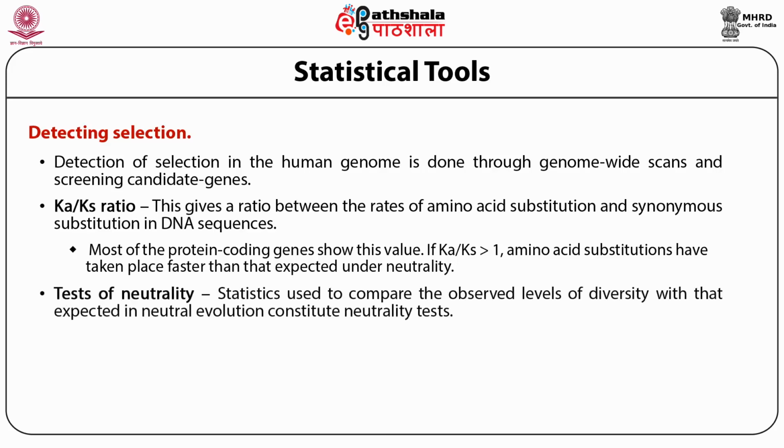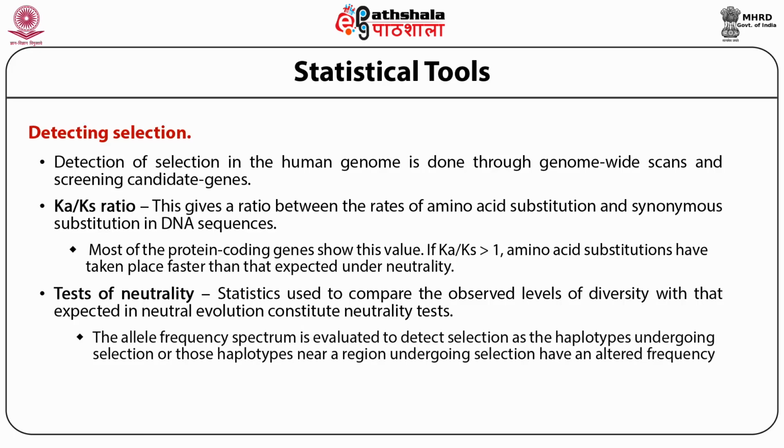Second is tests of neutrality. Statistics used to compare the observed level of diversity with that expected in neutral evolution constitute neutrality tests. The efficiency of these tests depends on the type of selection, the time when the selection occurred, and whether the selective force is acting on the derived variant. For example, the Hudson-Kreitman-Aguadé, that is the HKA test, compares polymorphism within species and is used for both coding and non-coding sequences.